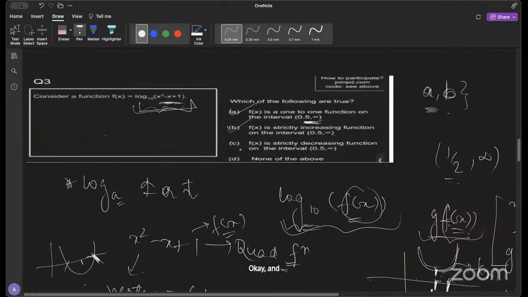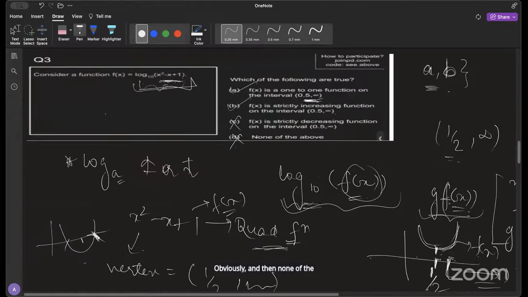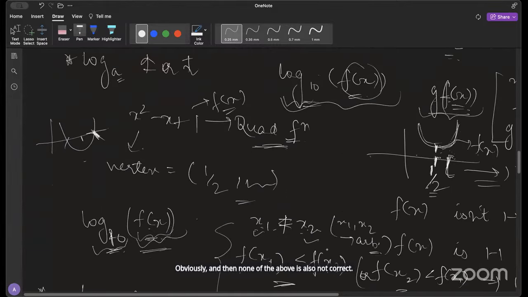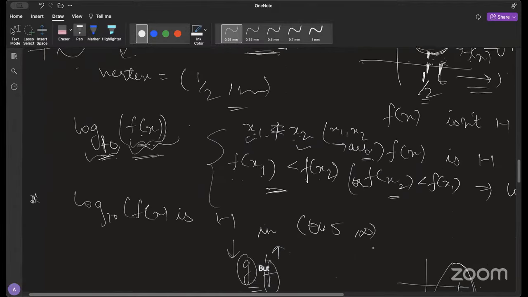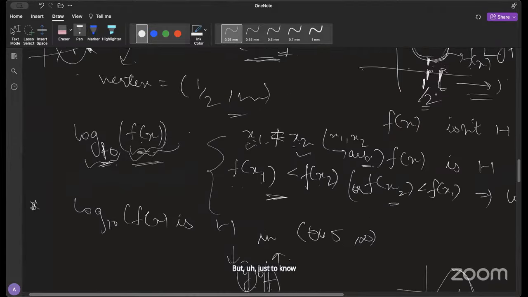Okay, and then this can't be correct, obviously, and none of the above is also not correct. Ma'am, I differentiated and then checked. Option B, I got it. Ma'am, can we do it by the differentiation method? You can do it by the differentiation method if you want to, but just to know, isn't this one just easier?